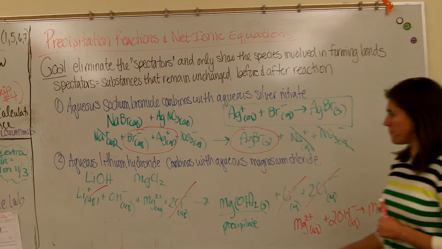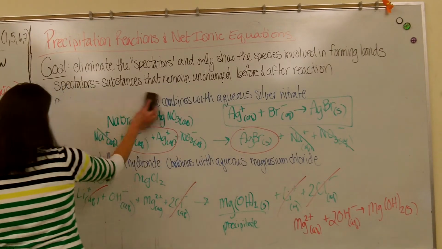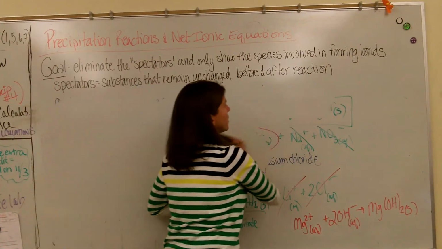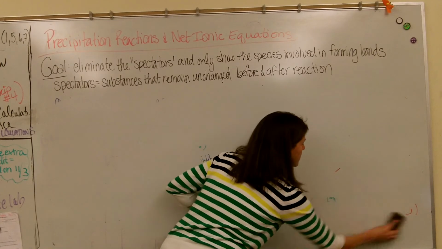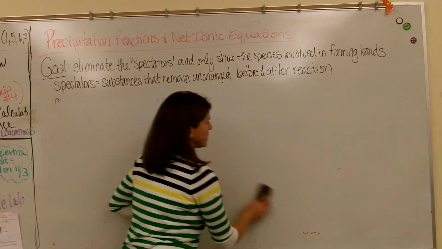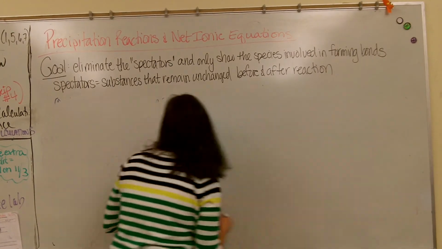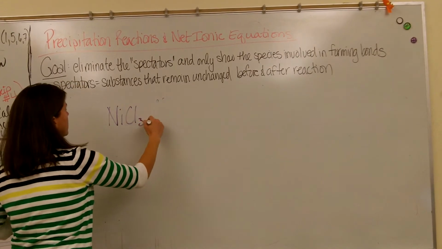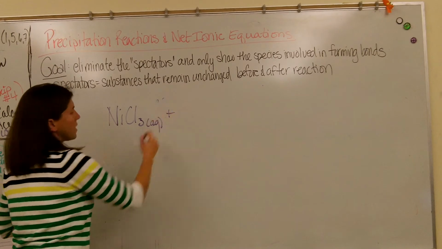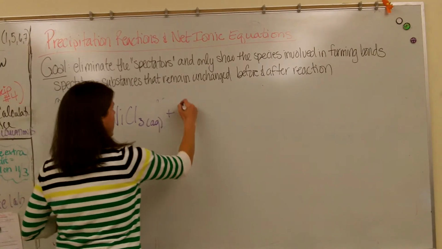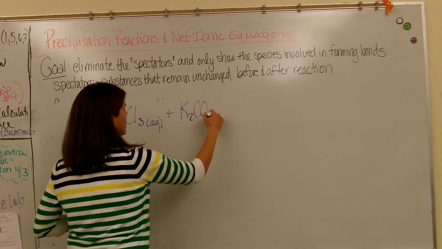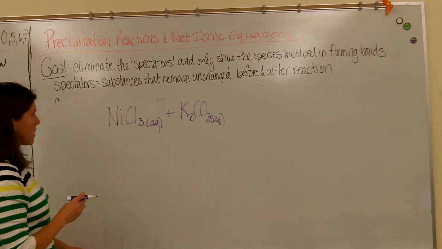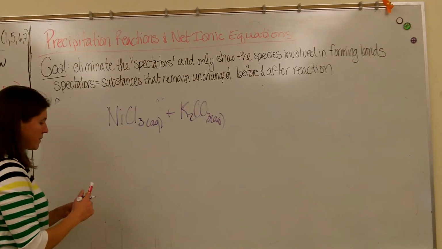I'll do one more example here that's possibly a trickier one with these charges. So let's do this one. If we have nickel(III) chloride, which looks like this, combining with, let's do potassium carbonate, which looks like this. They're going to come together and form a precipitate. So we want to write the net ionic equation here.